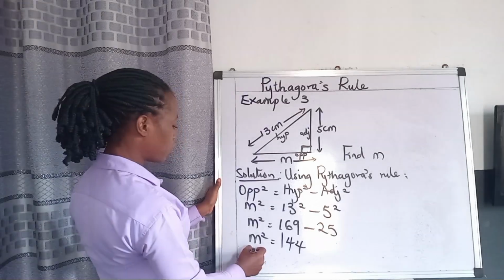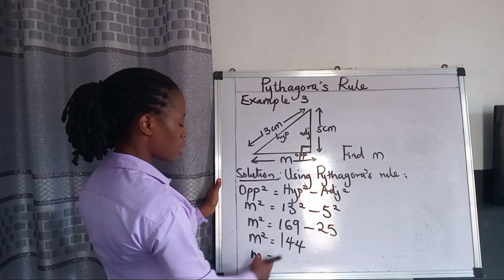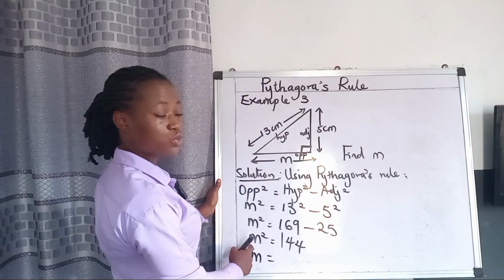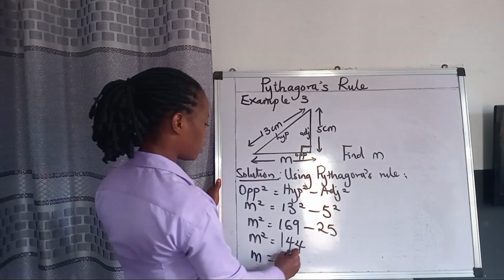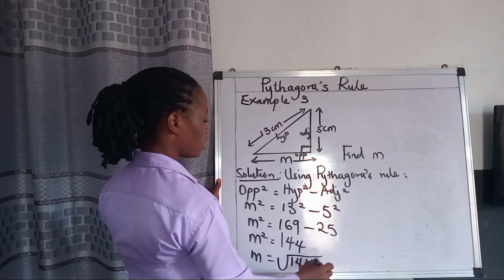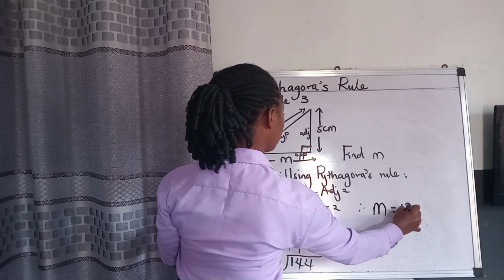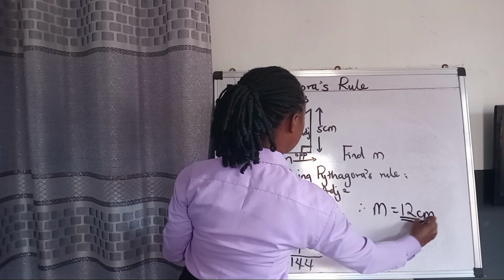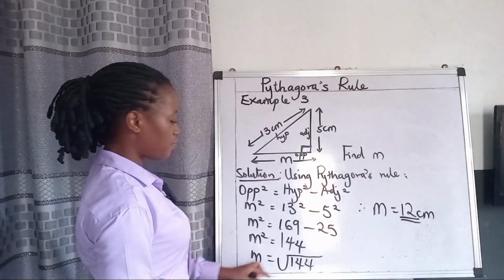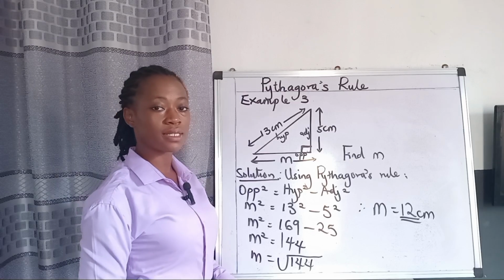To find the value of m, just like we did in the previous examples, we simply look for the square root of 144. So the square root of 144 is equal to 12. Therefore, the value of m is equal to 12 centimeters. Okay, so the value of m in this case is 12 centimeters.